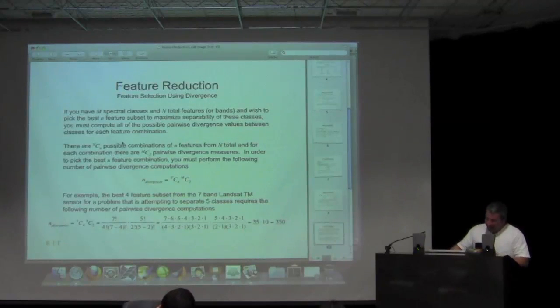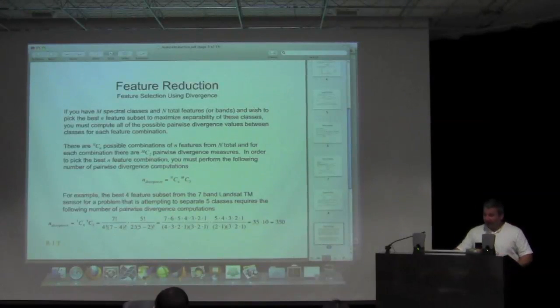Right? So I looked that up, and then all right, so I have those possible bands to choose, but I also have to take into account my pairwise divergences. So if I have m spectral classes, I need to look at them 2 at a time. So I have m choose 2 pairwise divergences to do. So I have lots of band combinations and lots of pairwise divergences to compute to build up this divergence matrix. Right? So how many divergences do I need to compute? Well, I have to compute the product of those 2.